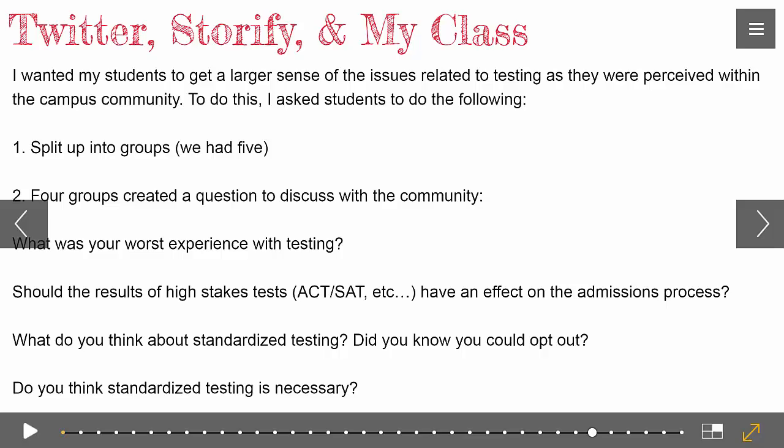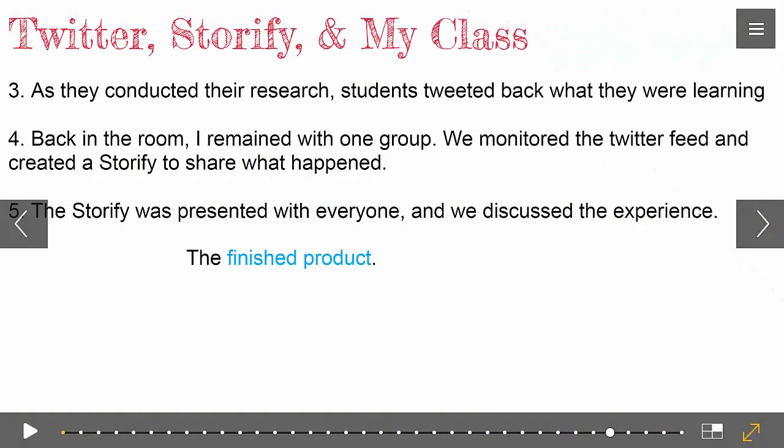So here you can see the directions. Students split up into groups, and we had 5 groups total. 4 were asked to leave the room to interview community members, and 1 group stayed behind with me. Now, students left the room and sent back what they were learning in the form of tweets.